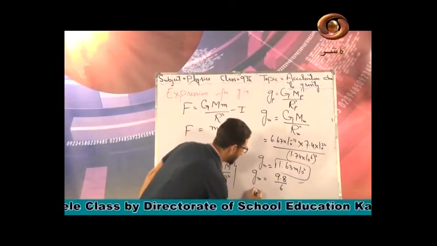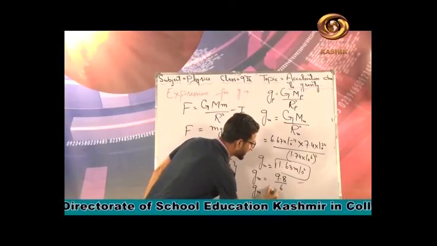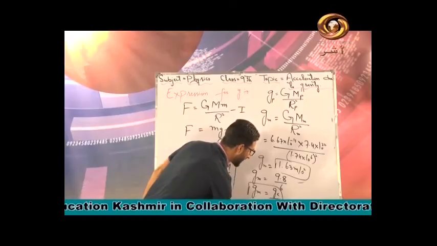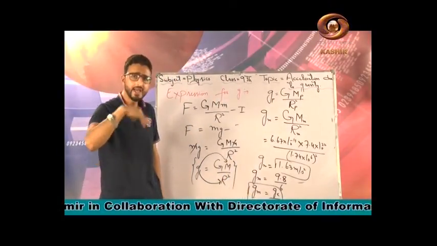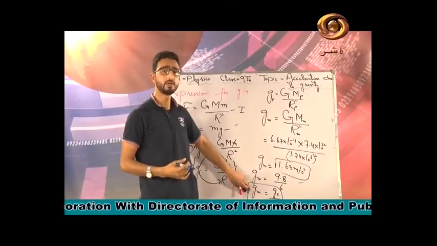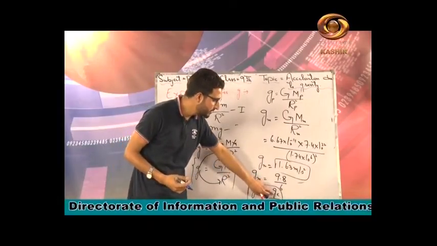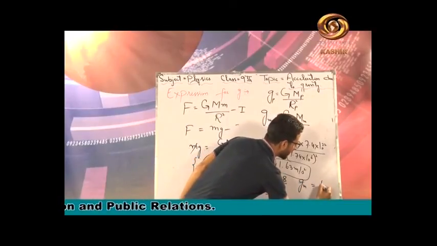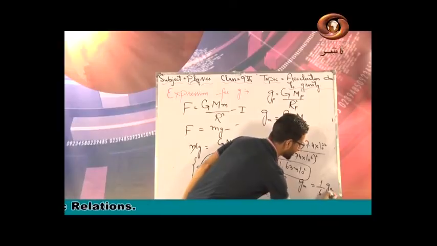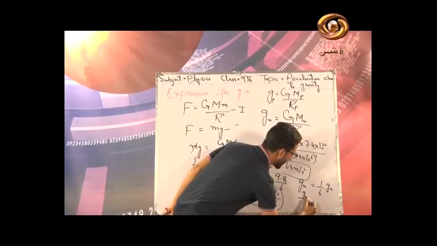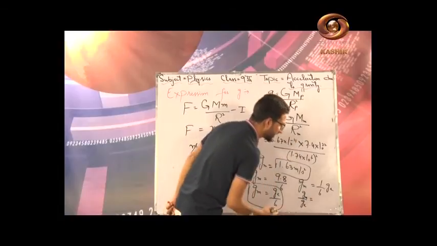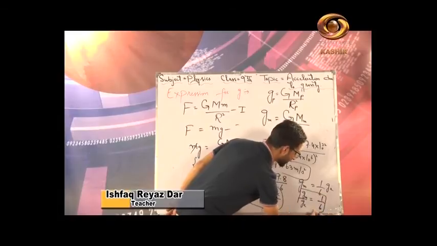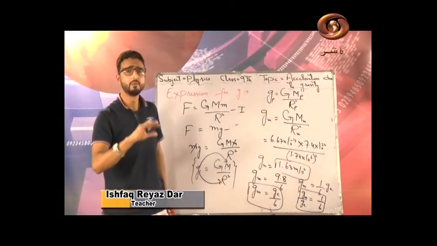So I can write g on the surface of moon. What is 9.8? It is g on the surface of earth divided by 6. So we derived a relation between acceleration due to gravity on the surface of moon and acceleration due to gravity on the surface of earth. So g on the surface of moon is equal to 1 by 6 times g on the surface of earth, or you can write gm divided by ge, I mean acceleration due to gravity on the surface of moon divided by acceleration due to gravity on the surface of earth, and the ratio is 1 by 6.